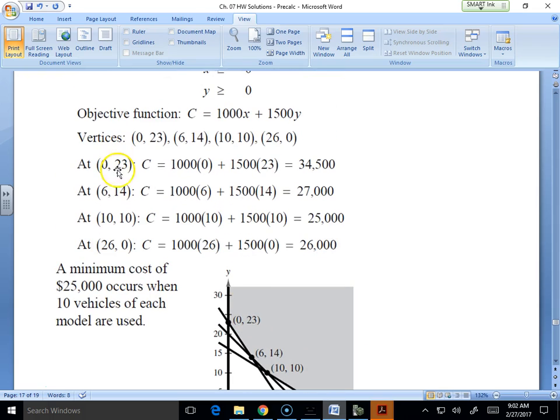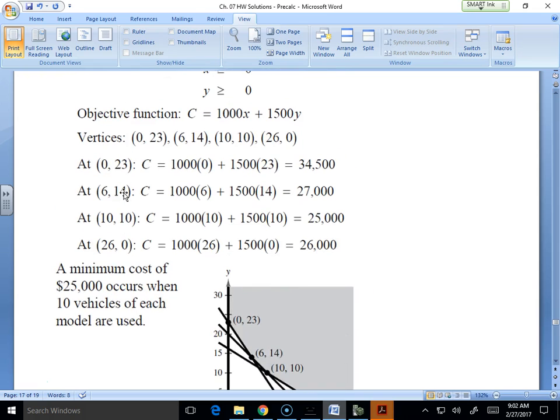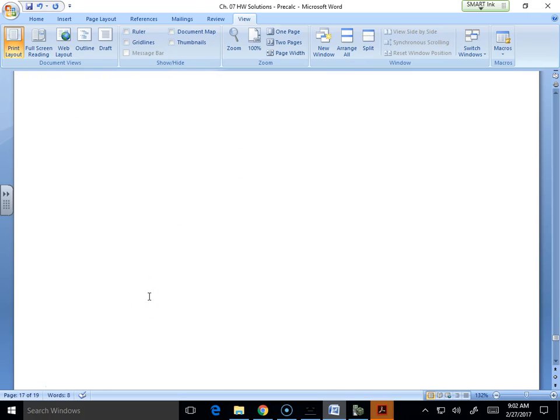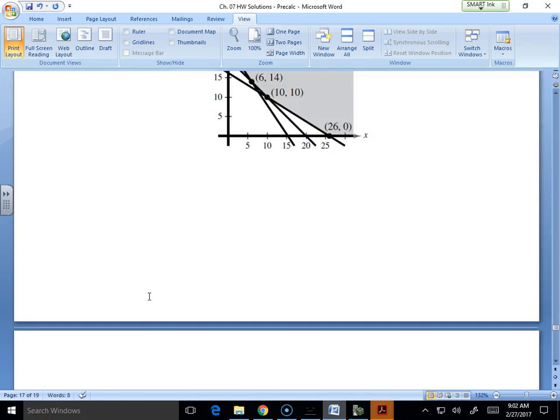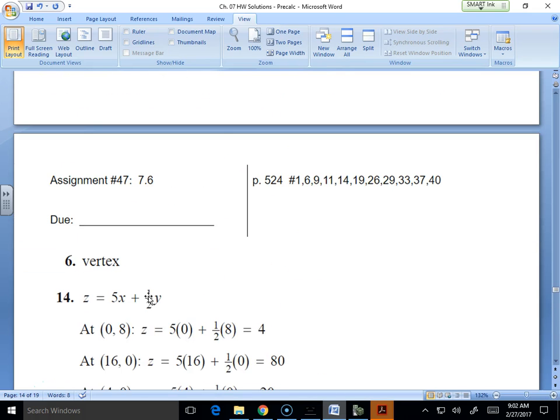Test those 4 points by plugging all 4 of them into the cost function. It ends up being the very lowest cost you could possibly get is when you had 10 vehicles of each. So the 4 vertices, testing each of them. Minimum cost $25,000 when 10 are used each. And I thought there was one more. Was 40 your last even? Yeah. I don't know what I was thinking.